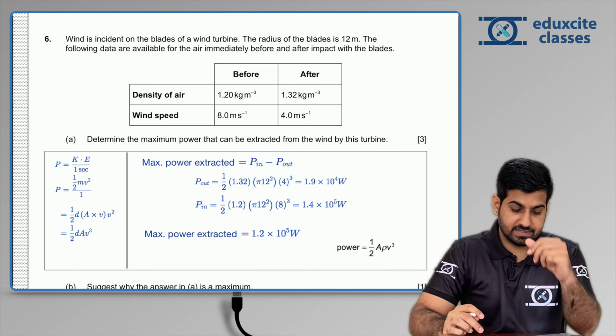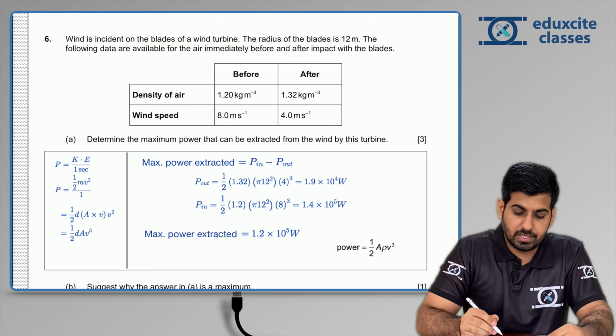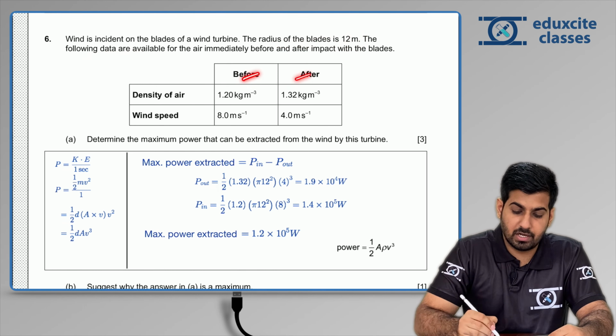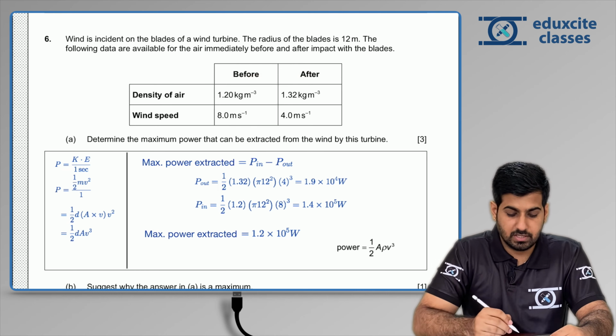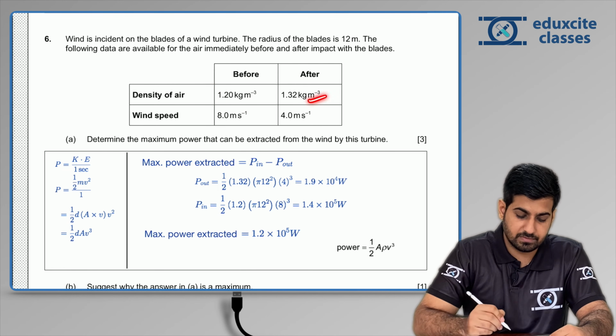Now question number 6. A wind is incident on the blade of a wind turbine. The radius of the blade is 12 meter. The following data are given before and after the impact with the blades. So the density of air before it impacts with the wind turbine is this, and after is this.